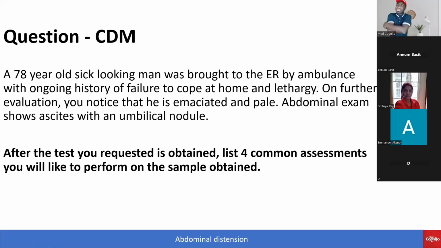After the test you requested is obtained, list 4 common assessments you like to perform on the sample obtained. So in other words, if you get ascitic fluid, what can you do with ascitic fluid? Cell count, glucose, protein, what else? LDH. Okay, so can you tell me the significance of each of them? Transudate or exudate, that has something else to do. But what are the things you can do with ascitic fluid? I think you've mentioned some of them.